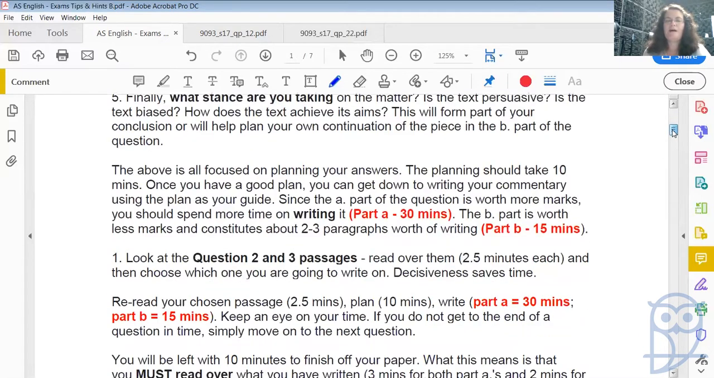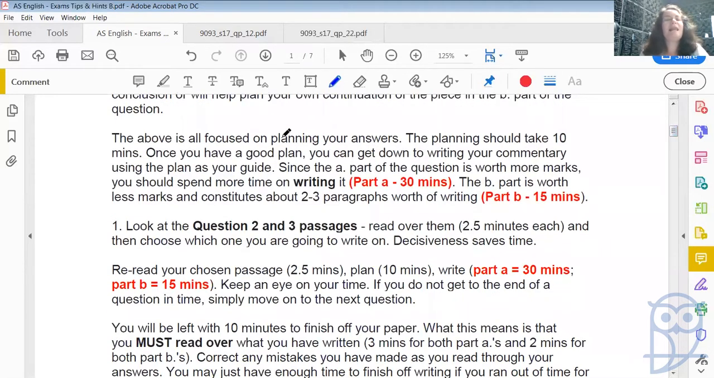All right, the above is all focused on planning your answers. Remember, this is your 10 minutes worth, right? Planning should take 10 minutes. Once you have a good plan, you can get down to writing your commentary using the plan as your guide. Since the A part of the question, the commentary, is worth more marks, you should spend more time on writing it. So for part A, you can expect to spend around, let's say, 25 to 30 minutes.